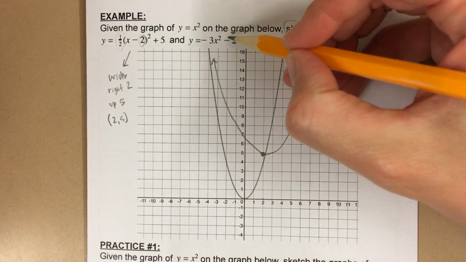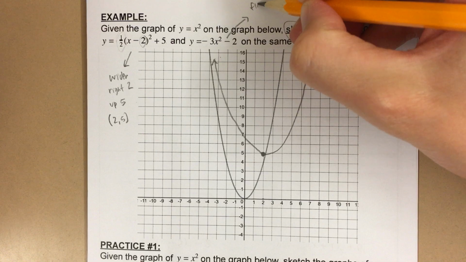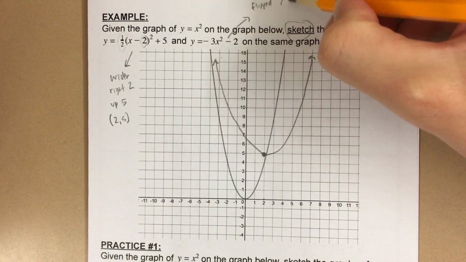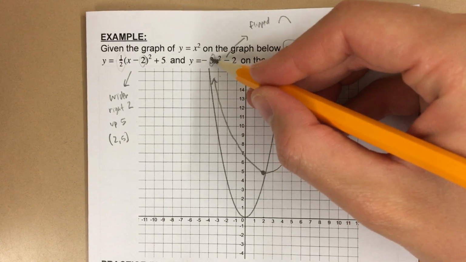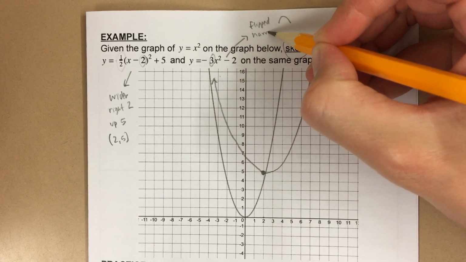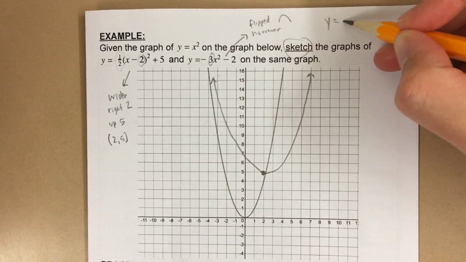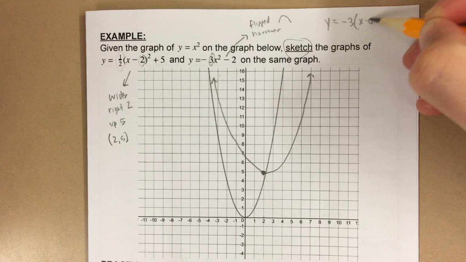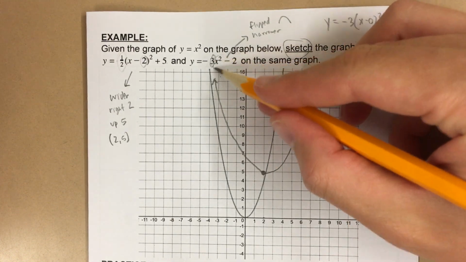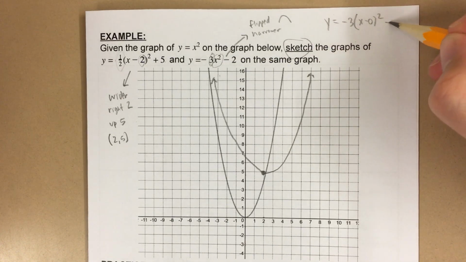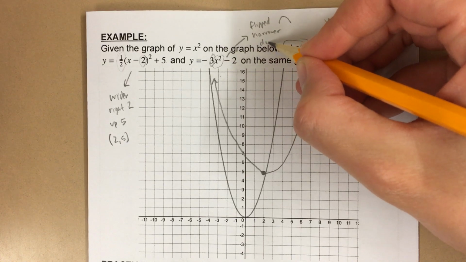Now how about this one? Okay, so this one, I noticed the A is negative, so it's going to be flipped. It's going to be upside down, okay? It's also going to be, right, this is a 3, so it's going to be narrower. Now remember, this is the same as this, right? That x minus 0 is just x. See how here this is x squared? That's the same as x minus 0 squared. So it's not going to move left or right, but it is going to shift down 2.